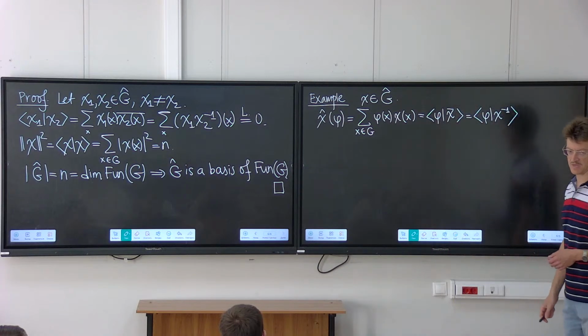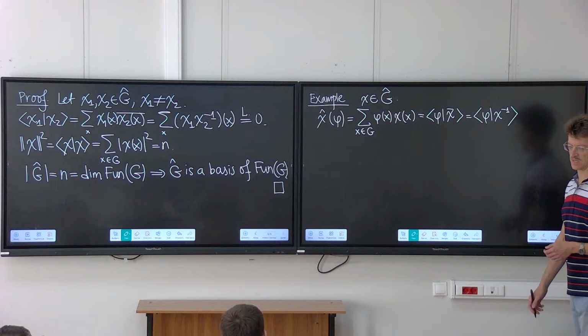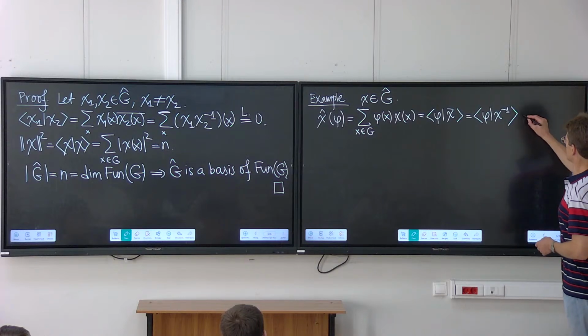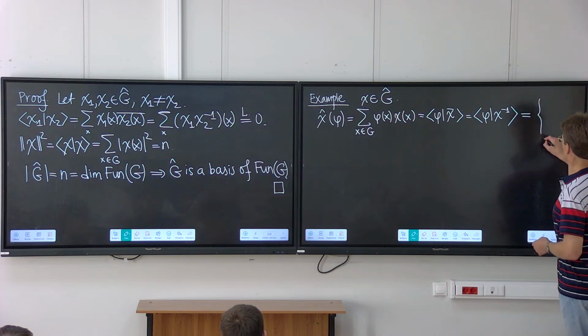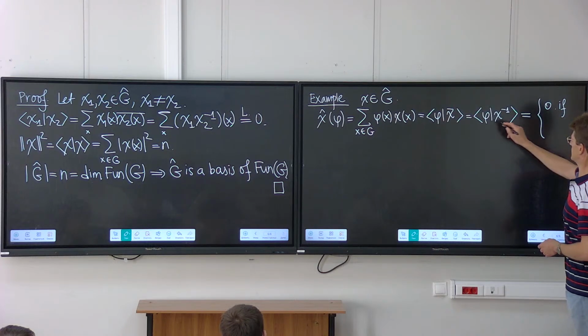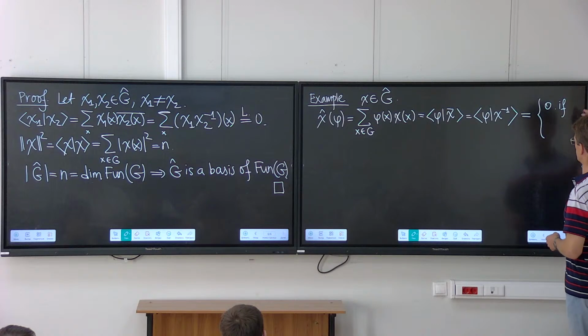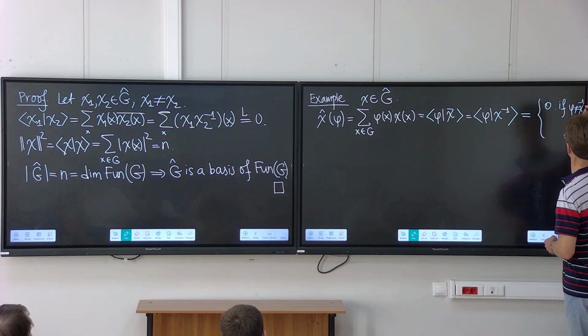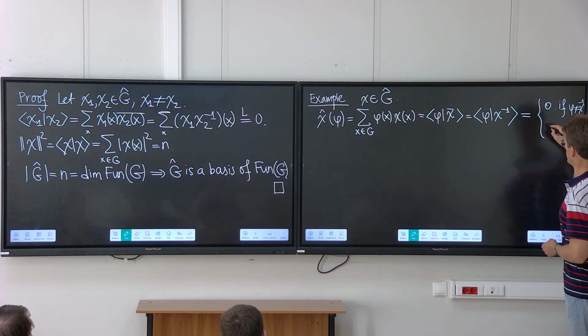But we already know that the set of all characters is orthogonal. So this is equal to 0 if these characters are different, if phi is not equal to chi inverse, and it is equal to n if they are the same.